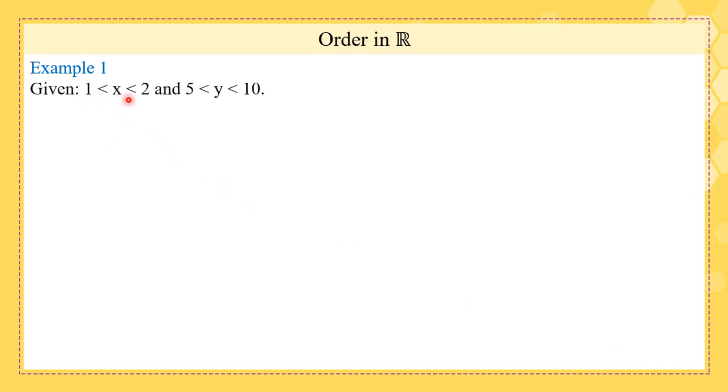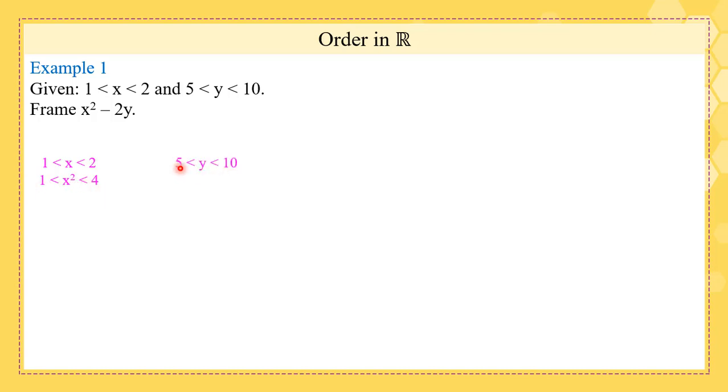x is bounded between 1 and 2 and y is bounded between 5 and 10. The question is to frame x squared minus 2y. Remember, if x is between 1 and 2, we can square because all of them are positive, so x squared would be between 1 and 4.